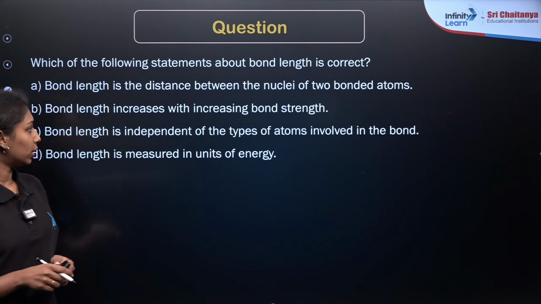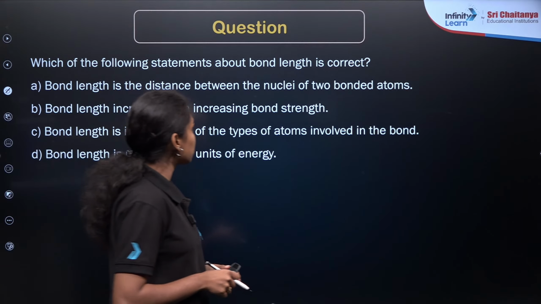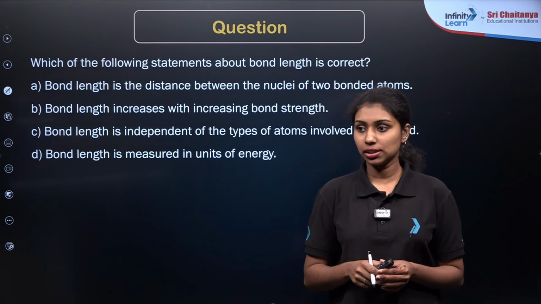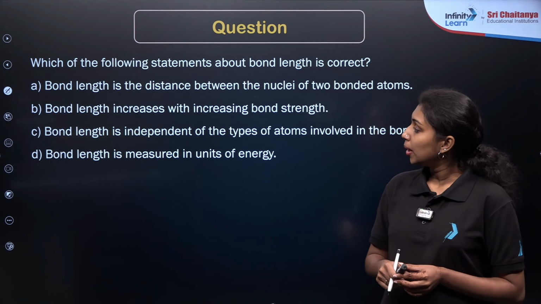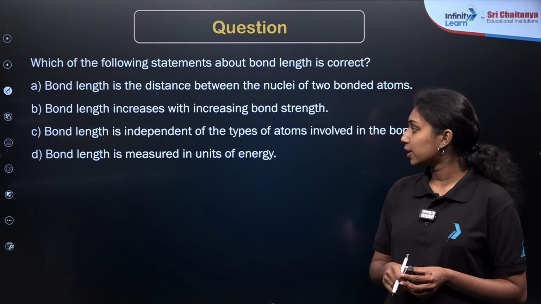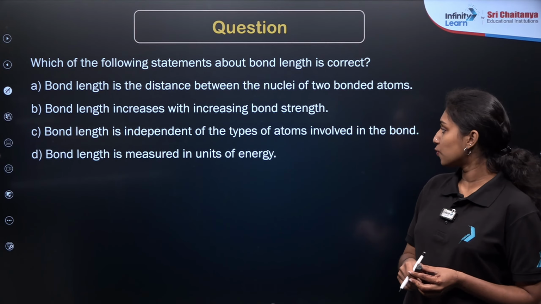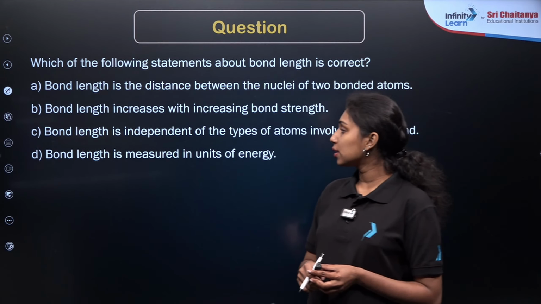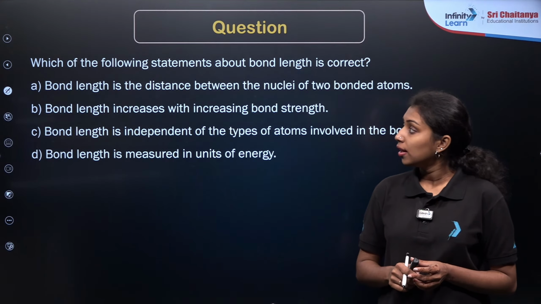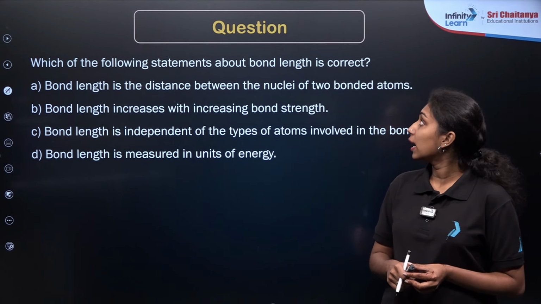Read the options one by one. Bond length is the distance between the nuclei of the two bonded atoms. Bond length increases with increasing bond strength. Bond length is independent of the types of atoms involved in the bond. And bond length is measured in units of energy. Which of the following statements about bond length is correct?